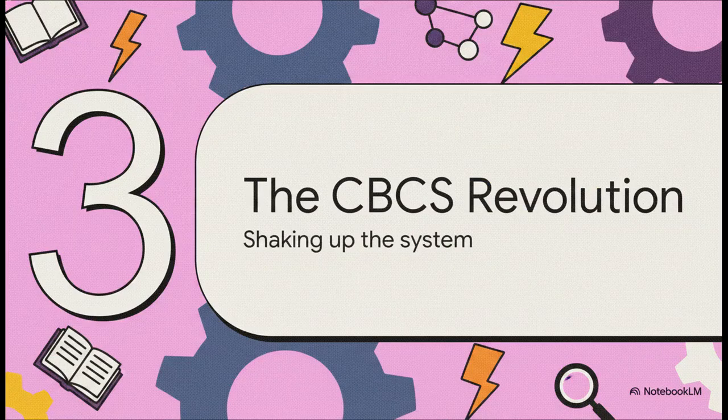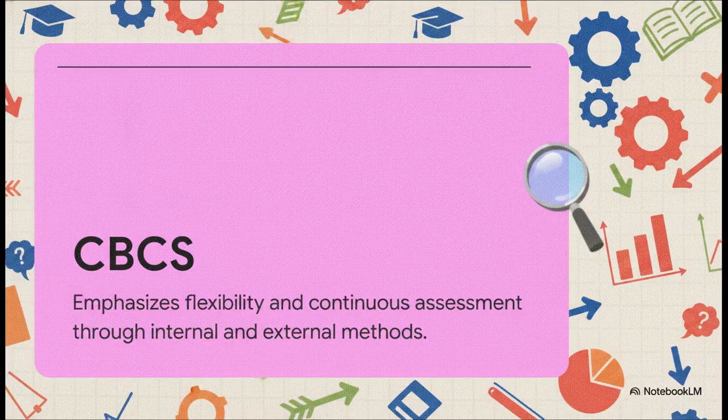Section 3. The CBCS revolution. All right, now that we have the foundational theory locked in, let's look at a modern solution that's really shaking things up. CBCS stands for Choice-Based Credit System. It emphasizes flexibility and continuous assessment through both internal and external methods. Basically, it breaks entirely away from those rigid, one-size-fits-all academic structures.